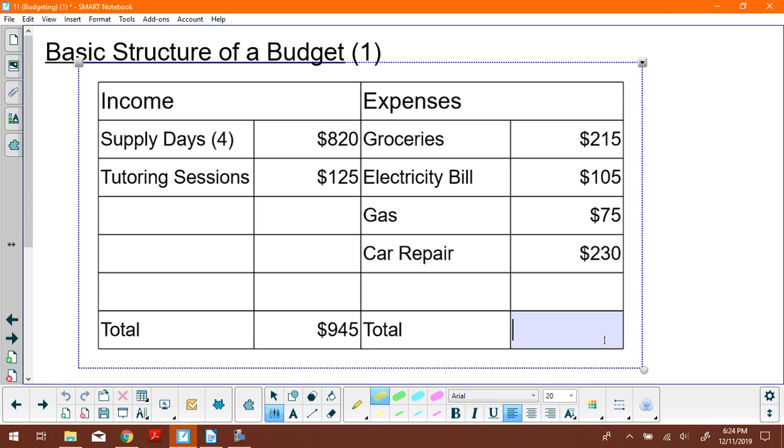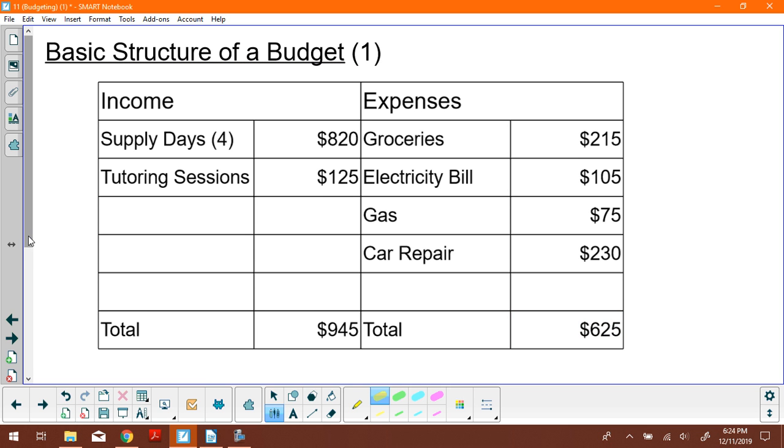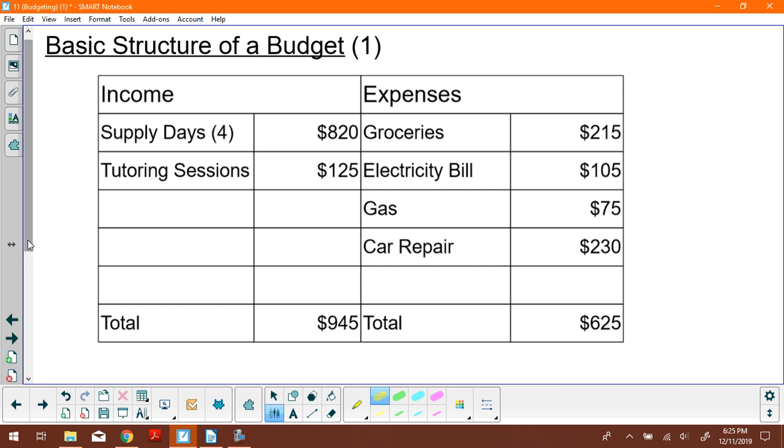So my expenses so far are $625. Right now, I would say this budget is not balanced. It's nice that I've brought in more money than I'm spending, but it's not balanced. If it's balanced, then my income and my expenses should be exactly the same, because all the money that came in, I should be accounting for in my budget, and it should be represented here in my expenses.